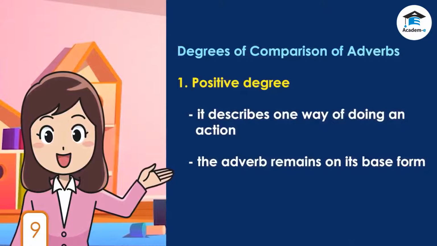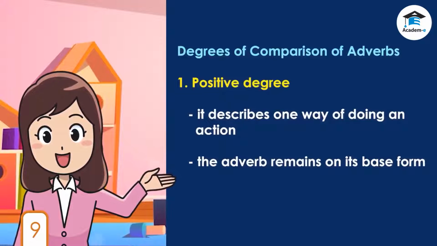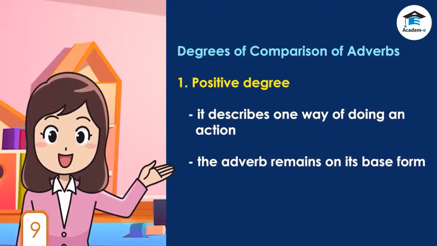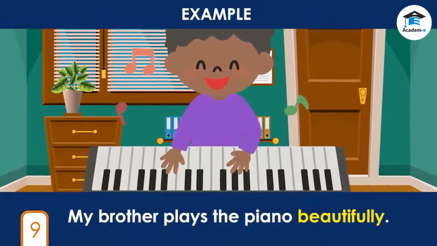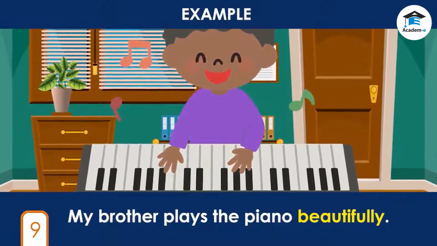Positive degree. It describes one way of doing an action. The adverb remains on its base form. Example. My brother plays the piano beautifully.